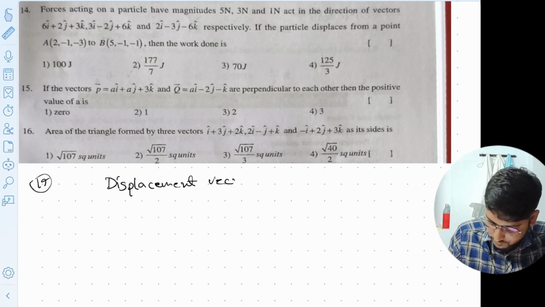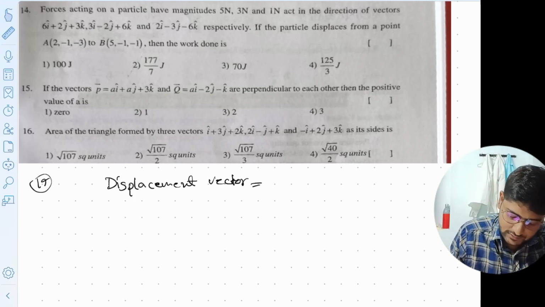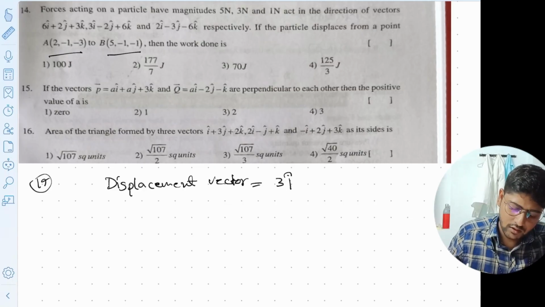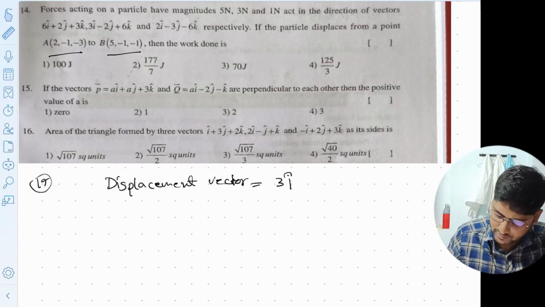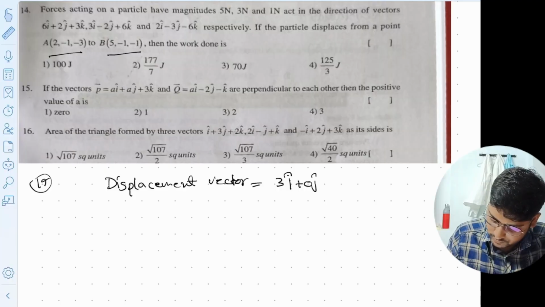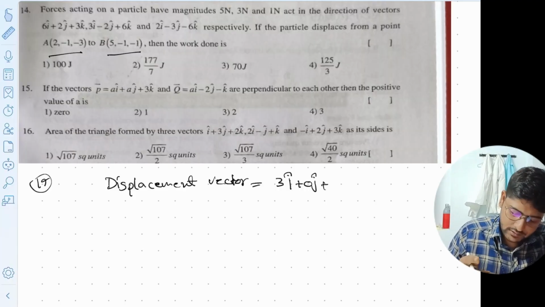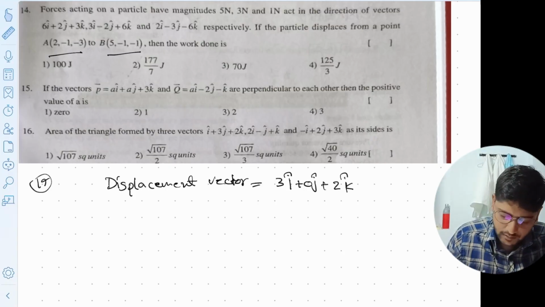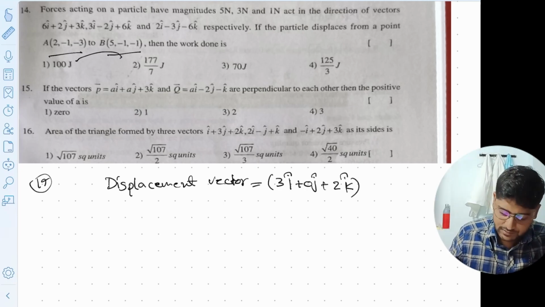Displacement vector equals final position minus initial position. This is the final position, this is the initial position. 5 minus 2 equals 3 i cap, minus 1 minus of minus 1 equals 0, so plus 0 j cap, plus minus 1 minus of minus 3, that is minus 1 plus 3, equals 2 k cap. When you do final position minus initial position, you will get this value. Okay, this is your displacement vector, or we can say S vector.